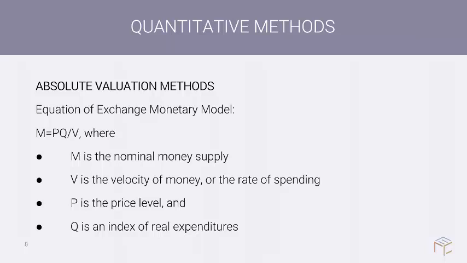An absolute valuation method calculates the total value of an asset using inputs specific to the asset itself. The method that some cryptocurrency investors are using is the equation of exchange monetary model. This macroeconomic model uses money supply, velocity of money, the price level, and an index of real expenditures. Moving the variables around to give a value for the money supply of a currency yields the equation M equals PQ divided by V, where M is the nominal money supply, V is the velocity of money or the rate of spending, P is the price level, and Q is an index of real expenditures.